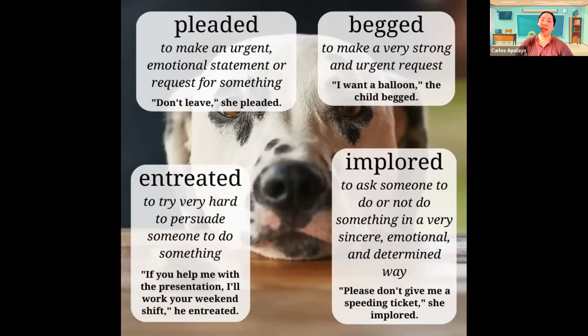Then he could say implorar. It could be begged. It could be implorar. Yes, because I need something. It's an urgent request, begged.